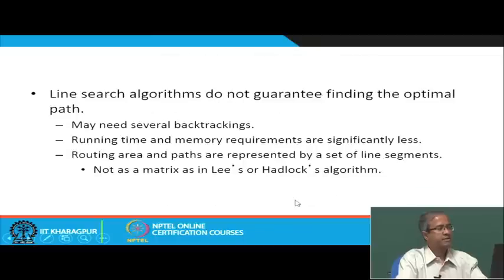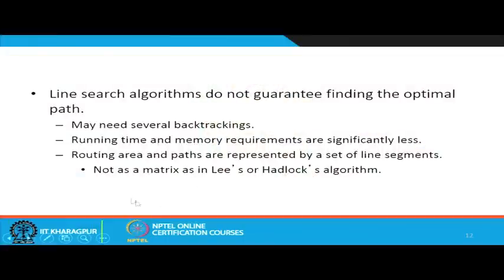Now, one point to note in this line search algorithm is that they are very fast, and so most of the CAD algorithms which do area routing rely on these line search algorithms. But these algorithms do not always guarantee generating the best path or the shortest path, and secondly, they may need backtracking, because you are following a path, you find that you have reached a dead end, you may have to go back and try an alternate path. Such scenarios can also occur, and as I said, the routing area and also the paths are represented by a set of lines and not as a two-dimensional matrix as in the maze routing algorithms.